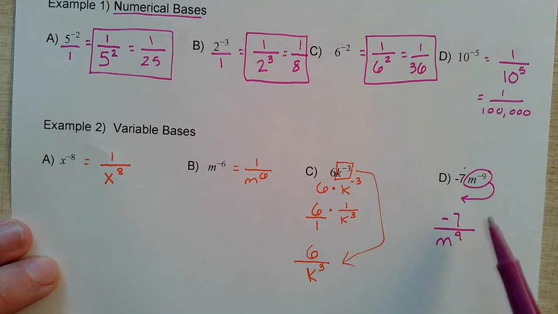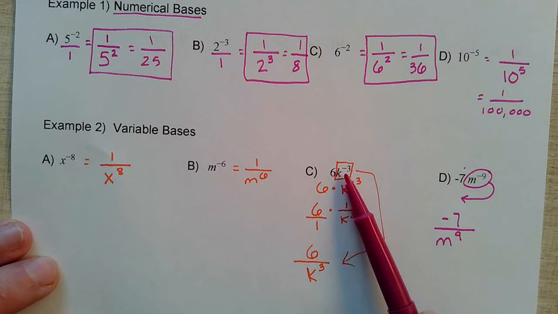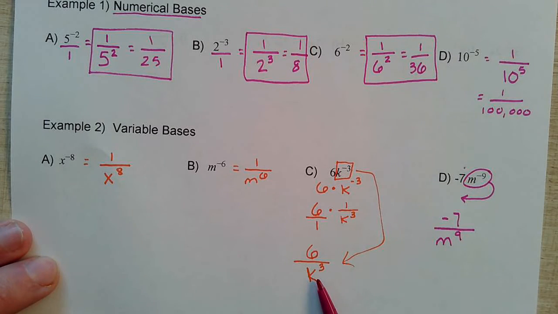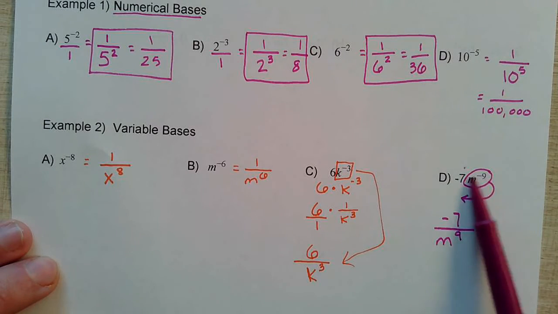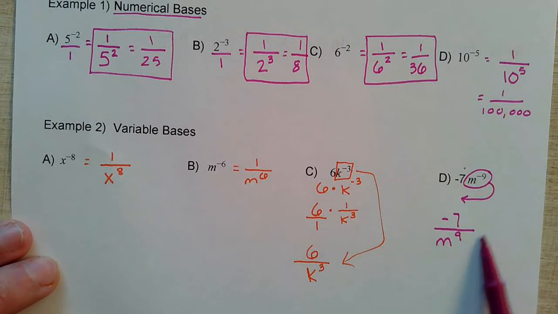So I took that shortcut. I didn't write all the steps. I just noticed that I could take the power with the negative exponent and move it underneath that first value. So negative 7 on top, I moved the m to the negative 9. It got the rule, which put it on the bottom.